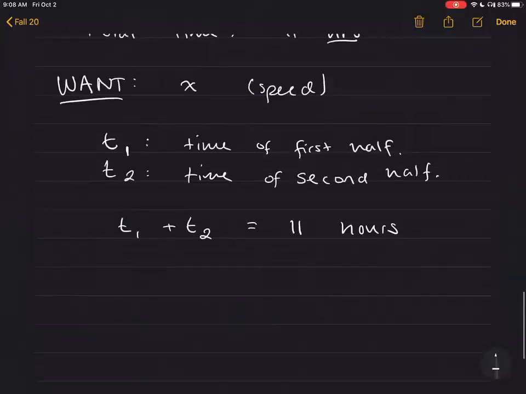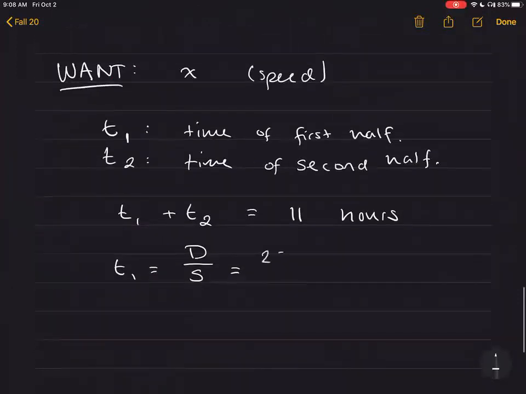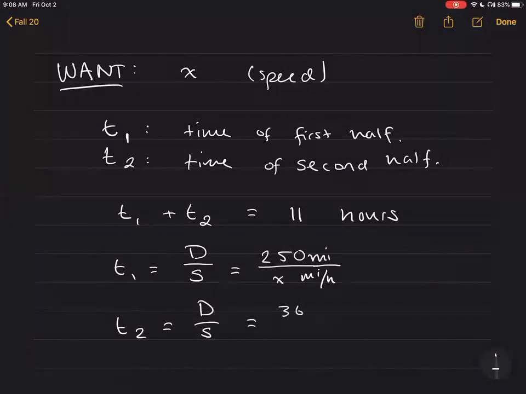So we can look at T1, and we know that this is distance over speed of the first trip. The distance was 250 miles over a speed of X miles per hour. And we can do the same thing for T2. We get 360 miles over X plus 10 miles per hour.